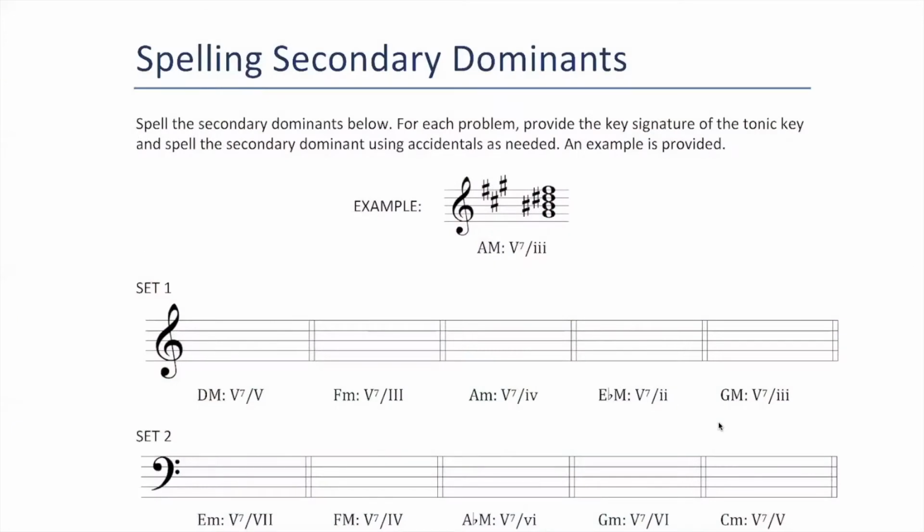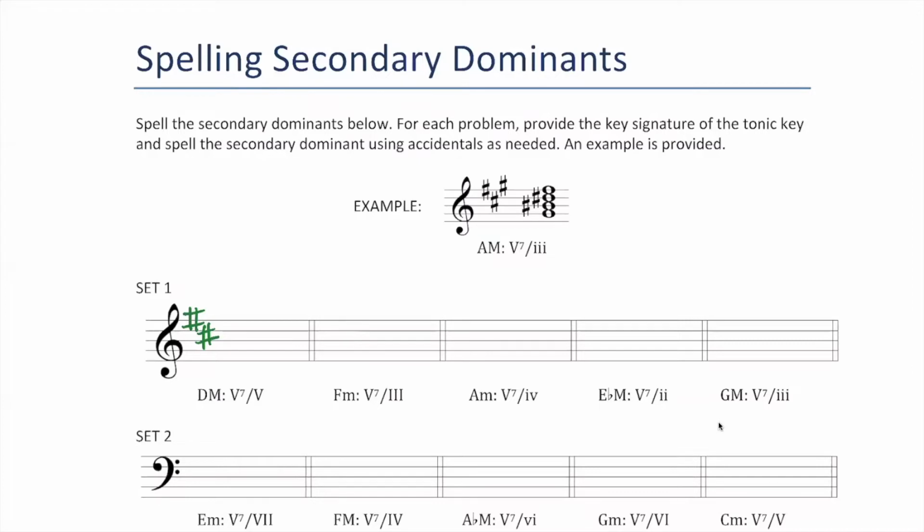So for each of these chords I want you to spell, the first thing we're going to do is identify the key signature of the tonic key, and then I'm going to walk you through the process of how to spell the secondary dominant based on the symbol given beneath the staff. Let's start with set 1, the first problem. This is the 5/7 of 5 in the key of D major. Let's start with the key signature for D major. The key signature has two sharps, F sharp and C sharp, written as so.